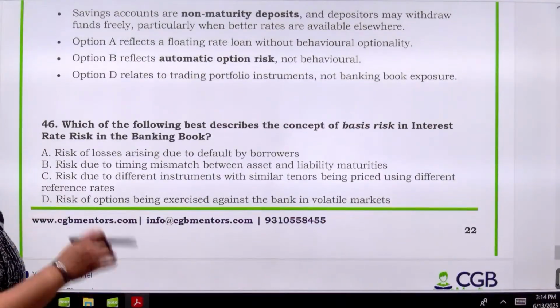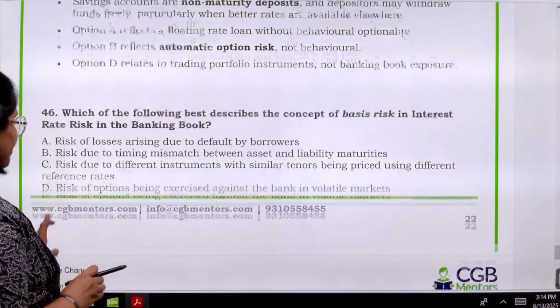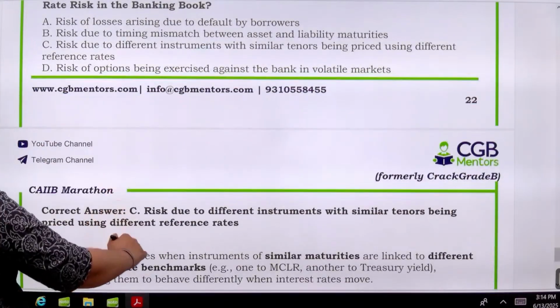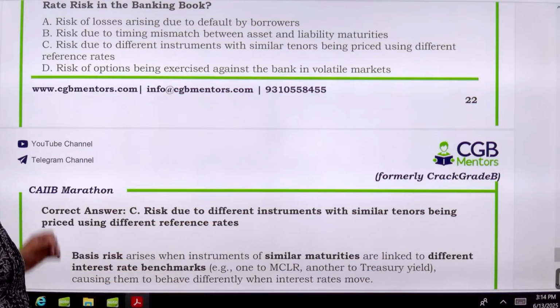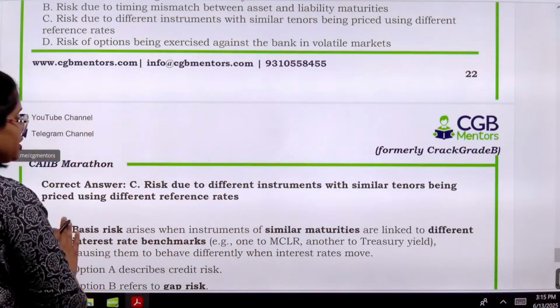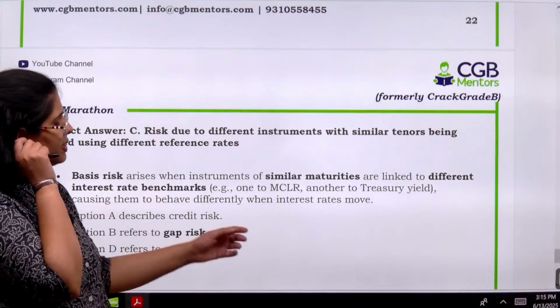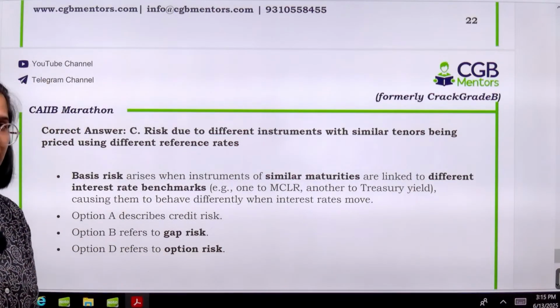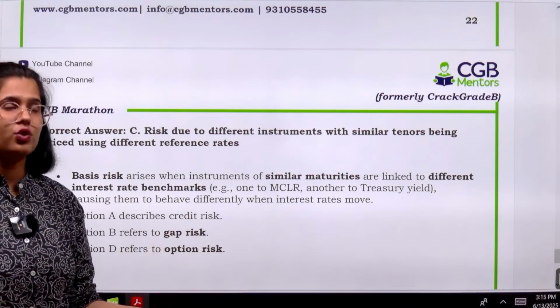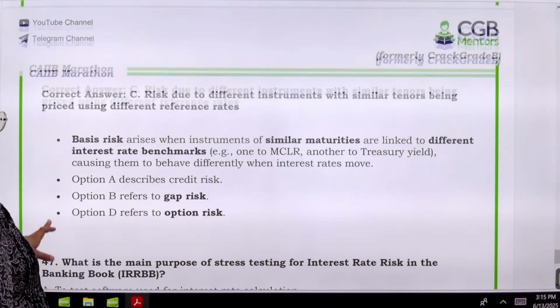Which of the following best describes the concept of basis risk in interest rate risk? What is basis risk? Risk due to different instruments with similar tenors being priced using different reference rates. Different instruments, same tenor, priced using different reference rates. For example, you could have used MCLR, another has used treasury yield, some other has used a repo rate related yield, right? So this is basis risk.